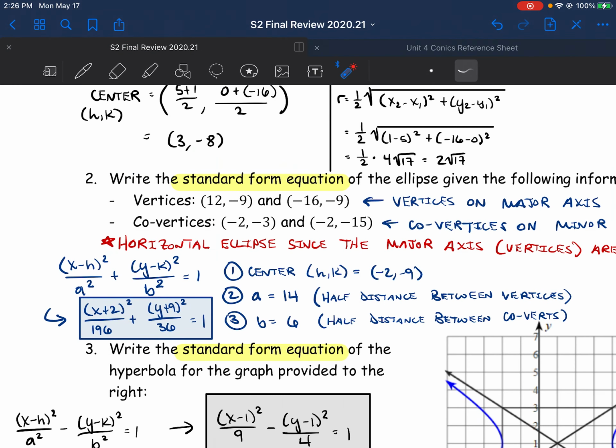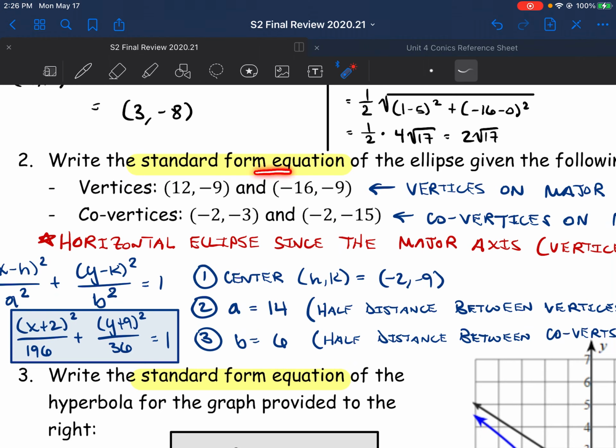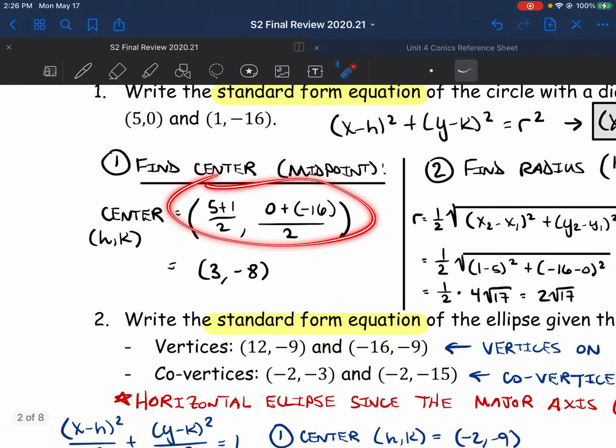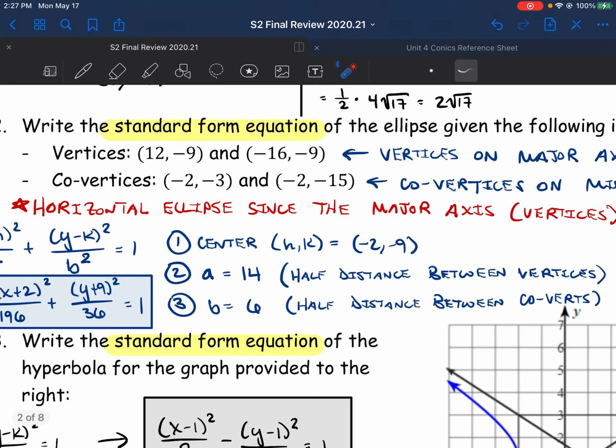So if you think about the midway point of, let's take this one for example, the vertices (12, -9) and (-16, -9). Well, I already know that the midway point is still going to have a y-coordinate of -9. And halfway between 12 and -16 would be -2. Pretty easy. Another way you could do that is use the midpoint formula that we just used right up here. If I added the x's together and divided by 2, 12 plus -16 is -4, and -4 divided by 2 is -2. Same deal here: -9 plus -9 is -18, and -18 divided by 2 is -9 again.